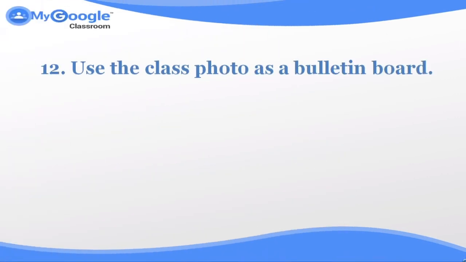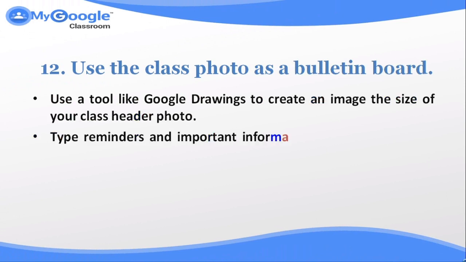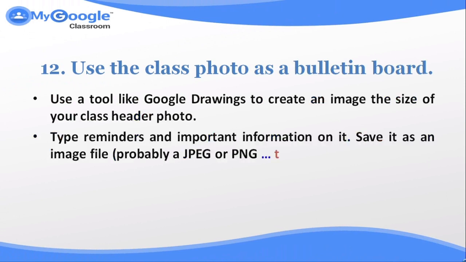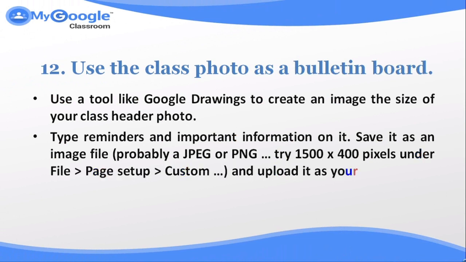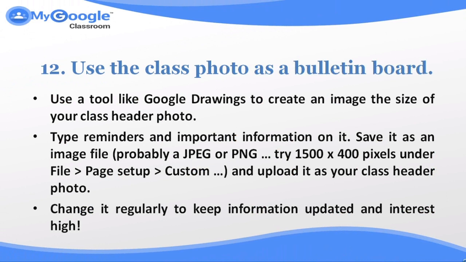Number 12. Use the class photo as a bulletin board. Use a tool like Google Drawing to create an image the size of your class header photo. Type reminders and important information on it. Save it as an image file, probably a JPEG or a PNG. Try 1500 by 400 pixels under File, Page Setup, Custom, and upload it as your class header photo. Change it regularly to keep information updated and interest high.